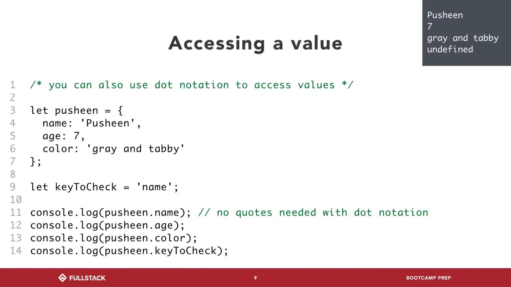It is making that assumption for me here, making this key to check into a string and looking for that, which is why on line 14 we get back undefined. It's because key to check, as far as we can tell, doesn't exist on this object. So that's one limitation: we can't use variables.